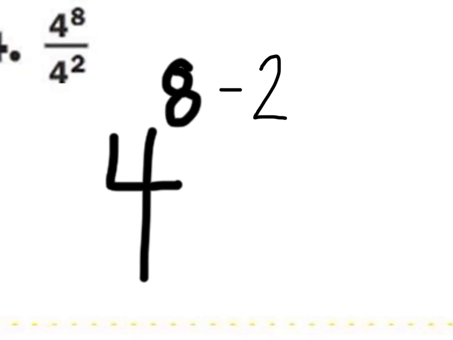What if the bottom one doesn't have an exponent? Why are we subtracting again? Because it's phantom 1. Because it's division. If it's multiplication, what did we do? We added the exponents. All right, so this is equal to 4 to the power of 6.